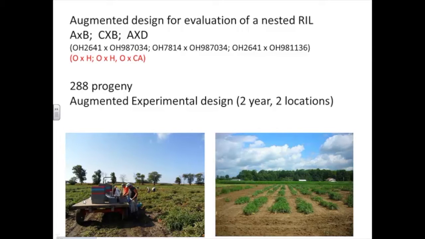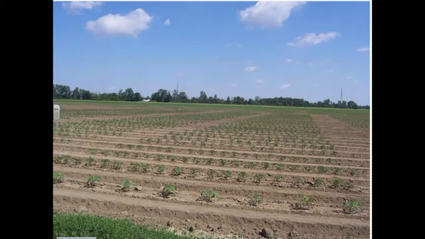So the population consisted of 288 individual lines, and we evaluated it in 2 years over 2 locations. These 2 years happened to be the wettest in history in Ohio and the driest in history in Ohio. So we feel like we captured a lot of environmental variation with this 4-location study. And in order to make this feasible, each environment, in other words, each farm in each year, was grown as an augmented design. So let's see what this looks like in the real world.